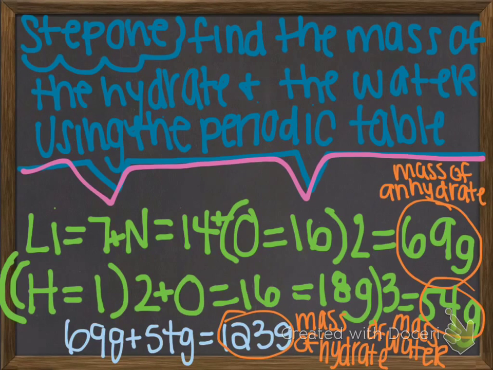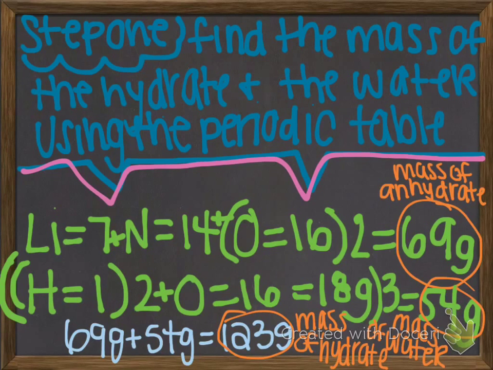Next, we're going to do the mass of the water. So we're going to do H, which equals 1, but it's H2, so we need to multiply that by 2. O, which equals 16 again, and we're going to add those up to equal 18. But since there's 3 H2Os, we want to multiply 18 times 3, which gets us the final answer of the water, which is 54 grams.